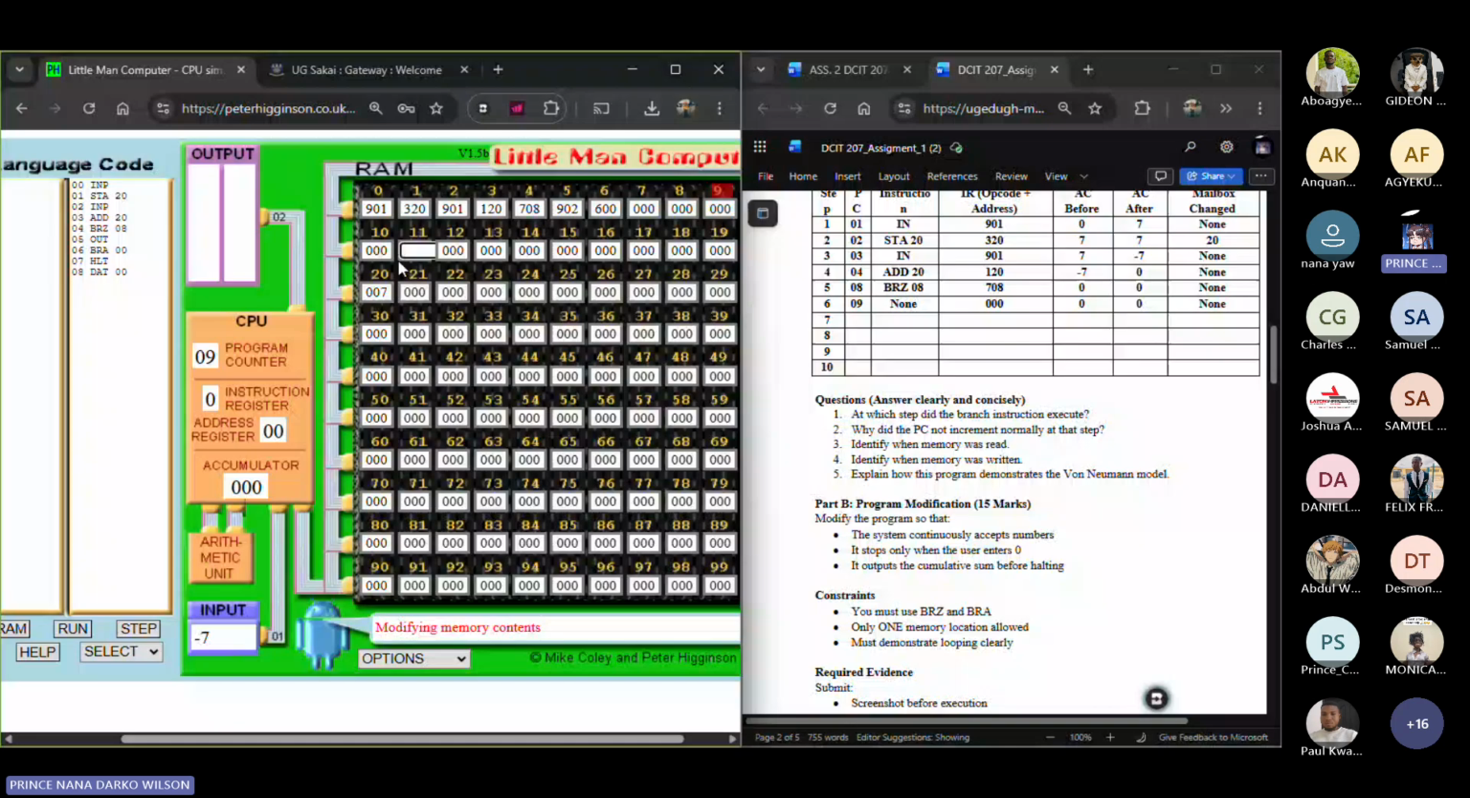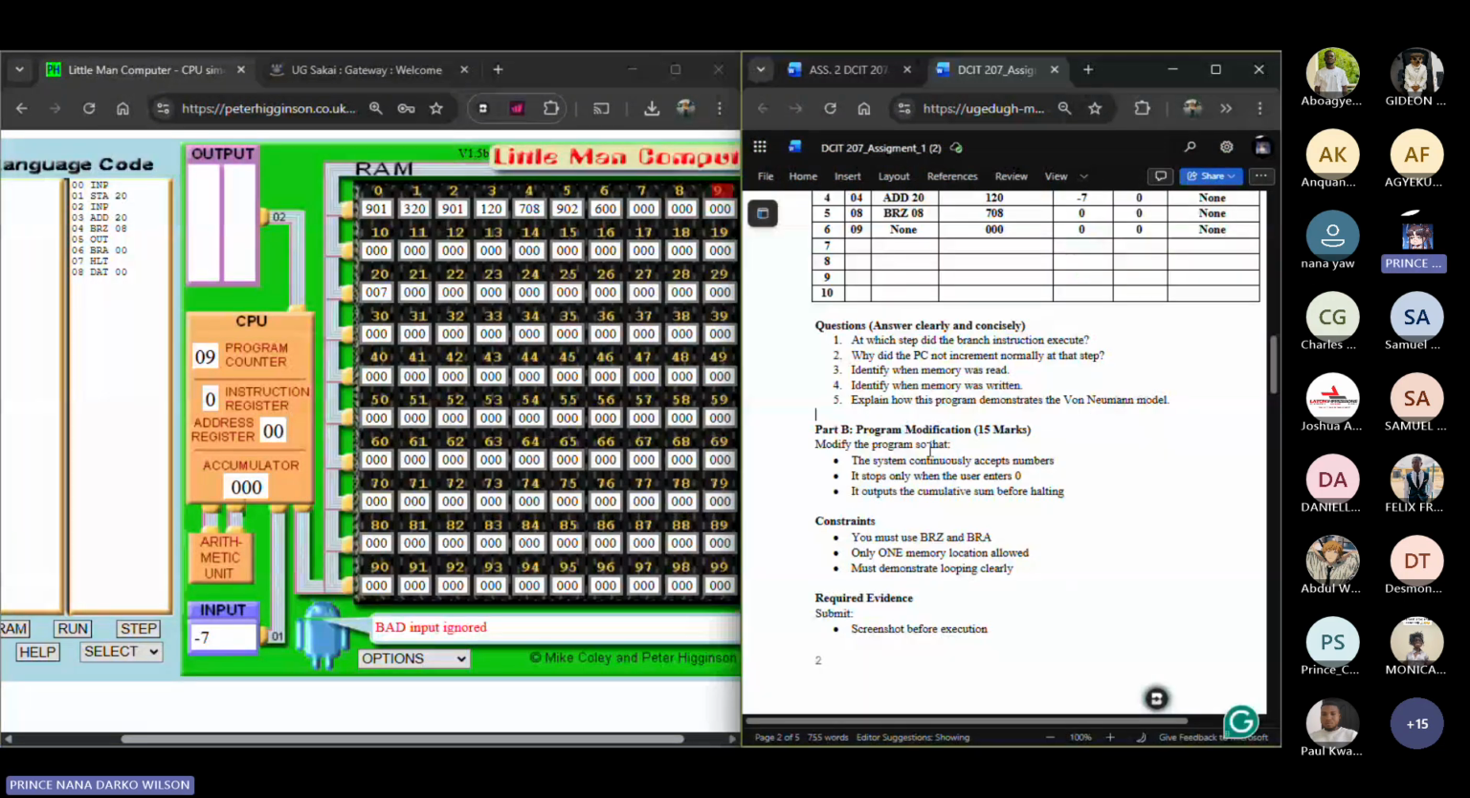You phrase it neatly. Now we are going to modify the program so that the system continuously accepts numbers. It stops only when the user enters 0, and it outputs the cumulative sum before halting. So we are going to create a loop that takes in the numbers, and when the number is a 0, the program will stop. It will also bring out the cumulative sum of all the numbers that were entered by the user.